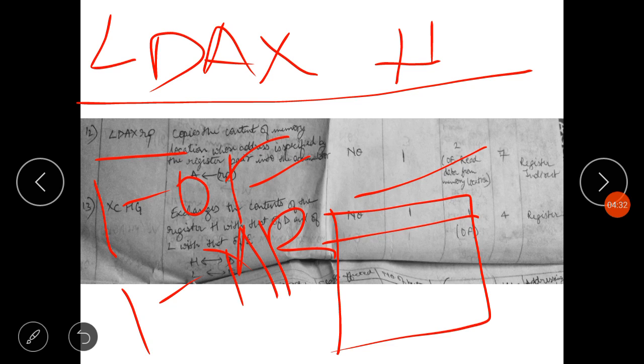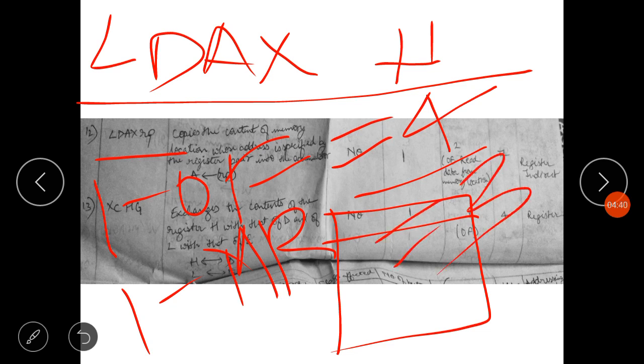Now, how many T states are needed? Since the opcode fetch machine cycle has 4 T states and memory read requires 3 T states, in total 7 T states will be used for the complete execution of this instruction.